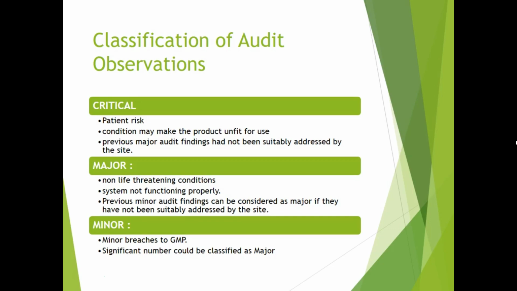These problems will most likely result in a citation by regulatory authorities. Previous minor audits can be considered as major if they've not been suitably addressed by the site. And minor issues then would be isolated in nature. They do not cause harm to the patient or the product, but they would indicate a breach in CGMP regulations. And if a significant number of minor observations are made in an area, it could be indicative of the start of a breakdown of a system, and therefore an auditor could classify several minors as one major in their closeout or in their final report.